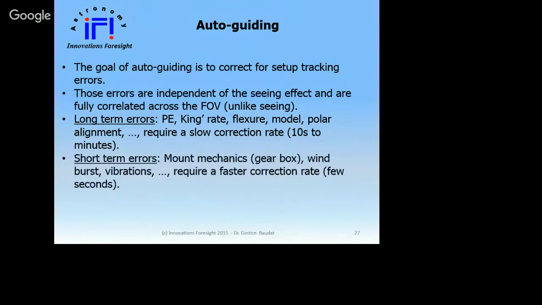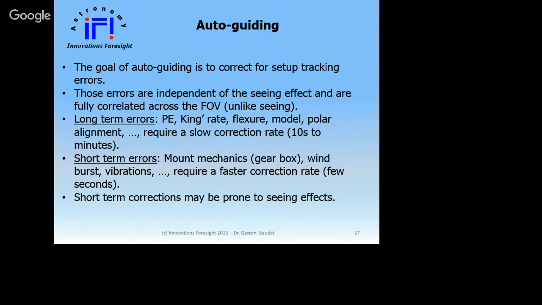However, for some mounts, you may have short-term error. Those are mainly mount mechanics, gearbox type of error, or wind burst or vibration around the scope. Those may require a faster correction in the range of a few seconds. And those short-term corrections may be prone to seeing effects.